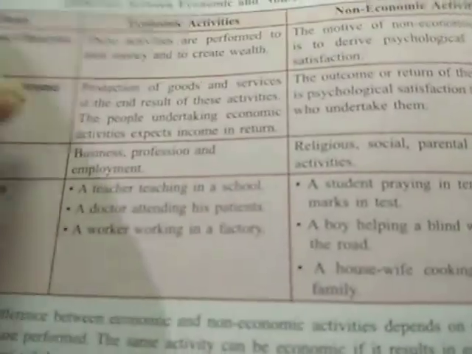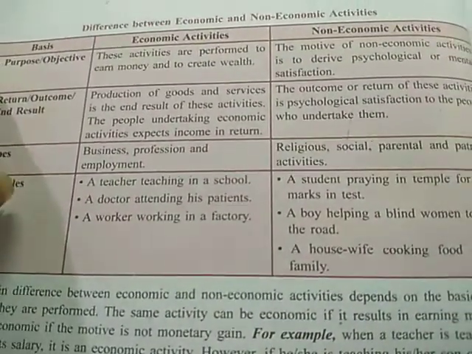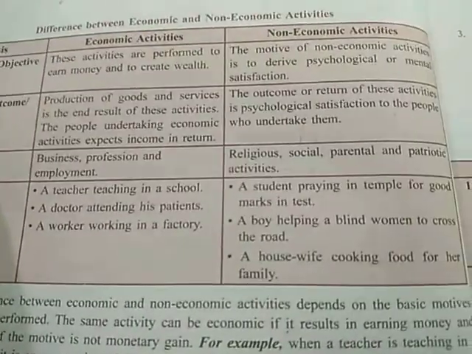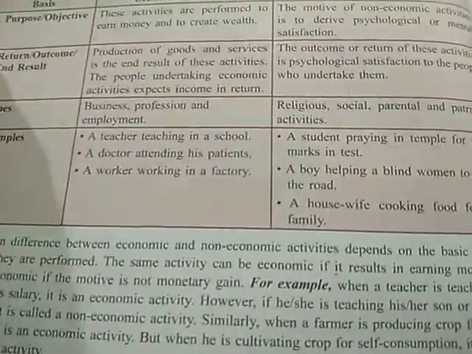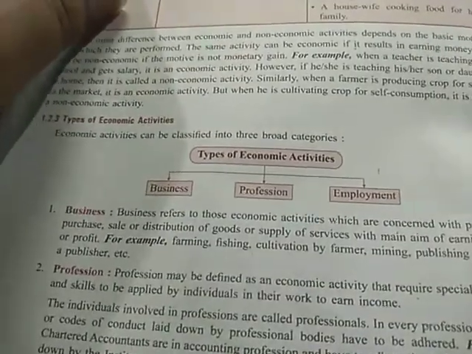Economic activities are of three types. They are business, profession and employment. And non-economic activities are of many types. They can be religious, social, parental, patriotic activities. Examples we have already seen. Now, there are three types of economic activities. They are business, profession and employment.